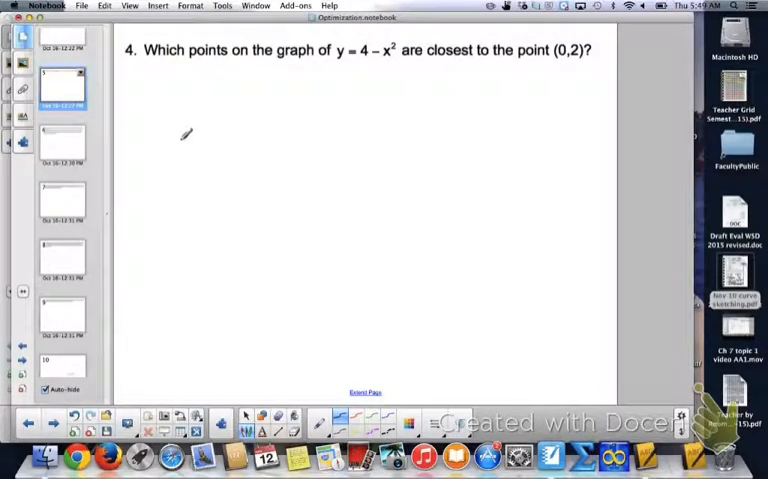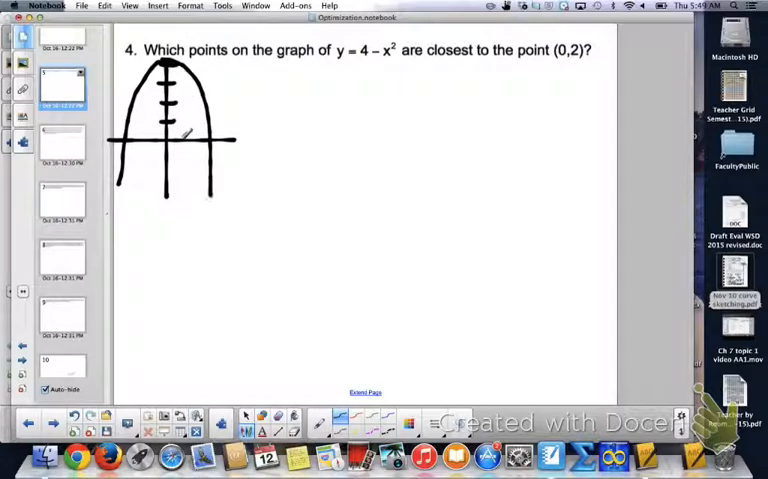Okay, picking up at number 4, which points on the graph of y equals 4 minus x squared are closest to the point 0, 2? So let's look at the graph. You have 4 minus x squared, so that looks like this. So it's deciding which is closest. So this is a distance, right?